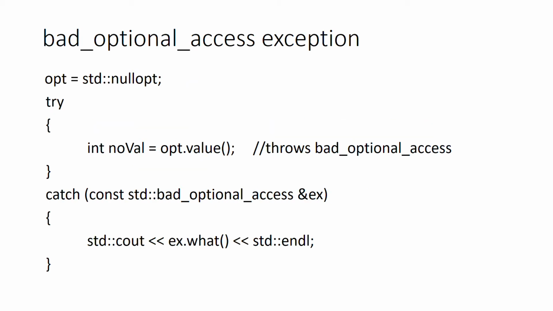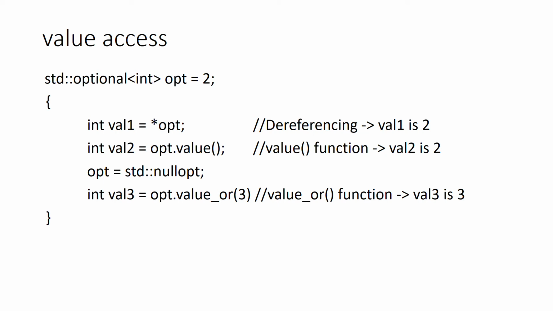The bad_optional_access is the exception that is thrown when the optional object doesn't contain any value and you try to access the value using the value function. So here we know that nullopt is used to initialize the opt, and if we try to access the value using value, then it will throw the bad optional access exception. Instead what we should be doing here is using value_or, like we see in here.